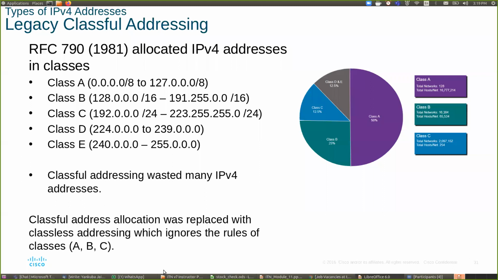So these are the classes of IP addresses. You need to get them. They are very, very important. Class A, the range of class B, the range of class C, class D, and class E. Okay? They are very, very important.